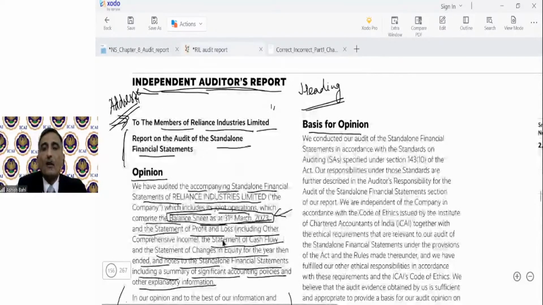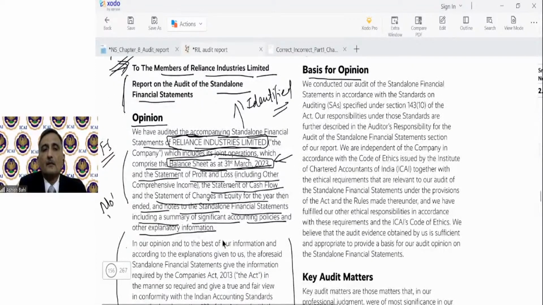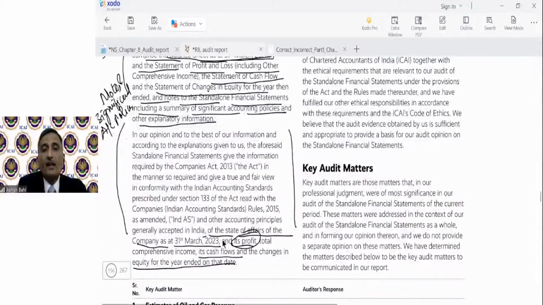Now here, look students. We have audited the accompanying standalone financial statements of the name of the company. This is identified as per requirement of SA 700, which comprise the balance sheet, statement of profit and loss, statement of cash flow, statement of changes in equity, and notes. These financial statements are identified individually. Notes to financial statements and significant accounting policies are also identified individually. And the period is also stated.